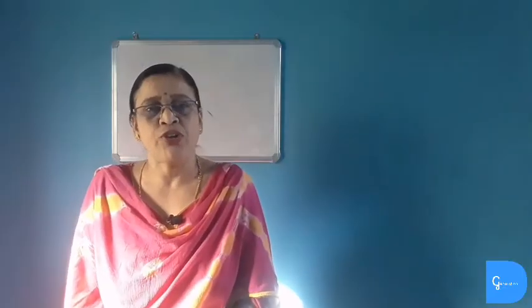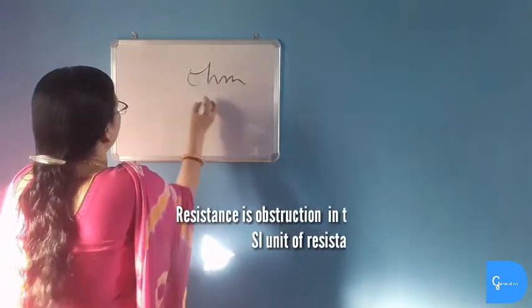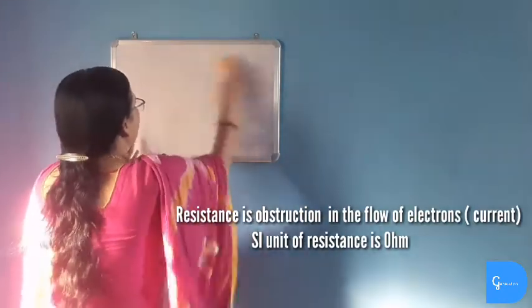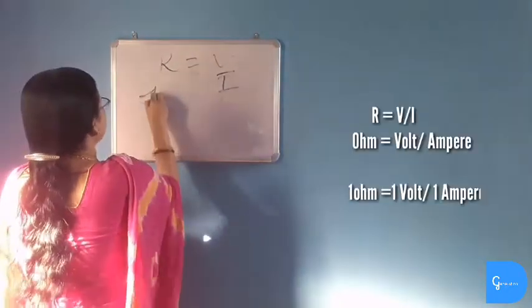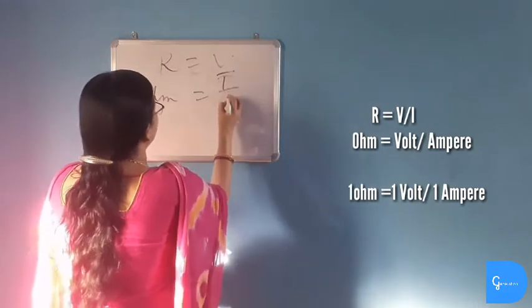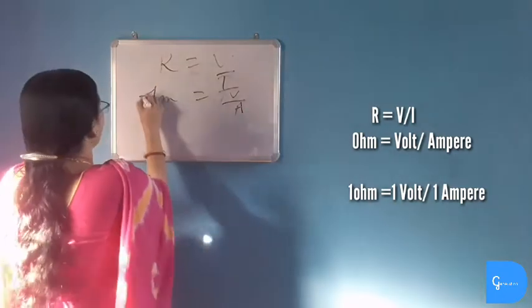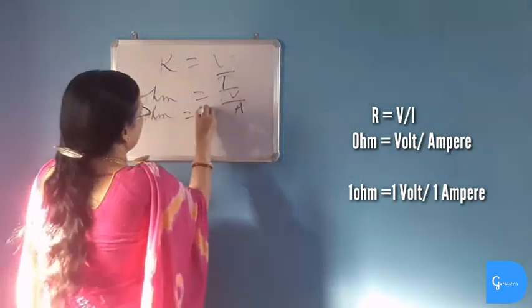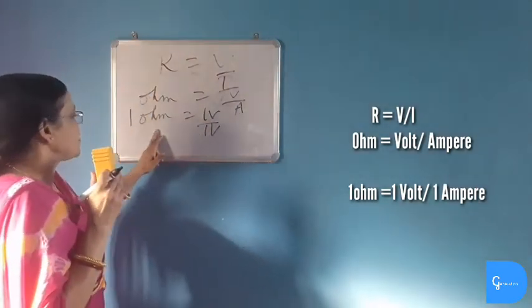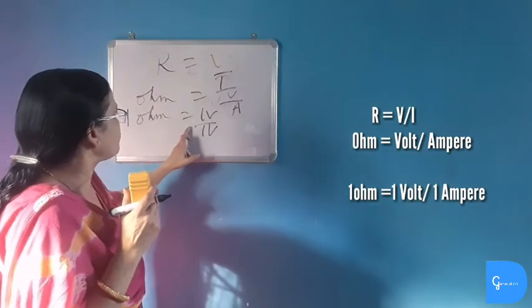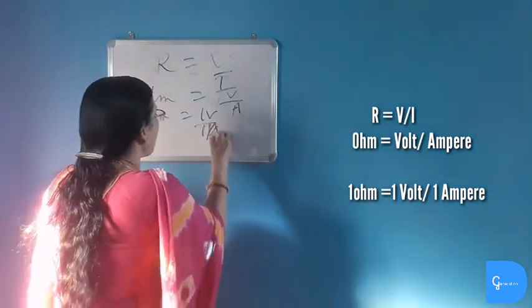Now the SI unit of resistance is ohm, and ohm is denoted by the letter omega. So we can say that R is equal to V by I. R is in ohm, V means potential difference, and I means current flowing in the circuit, in ampere. So 1 ohm is equal to 1 volt by 1 ampere. So what is 1 ohm? The value of 1 ohm is that resistance which is connected in the circuit when the potential difference is 1 volt across its two ends and current flowing through it is 1 ampere.